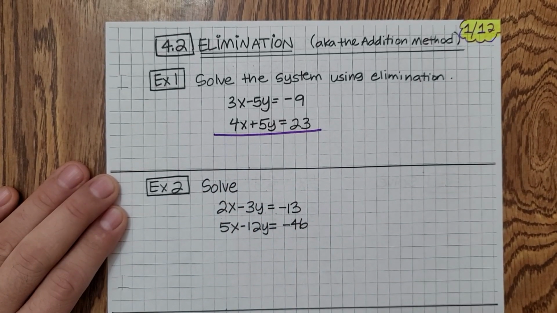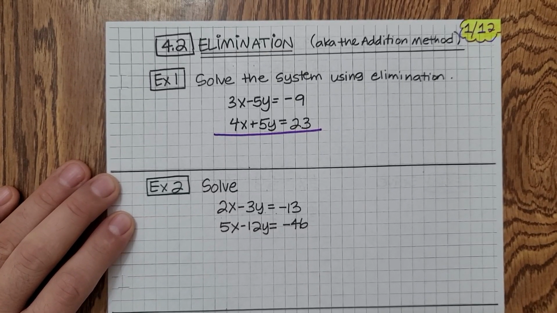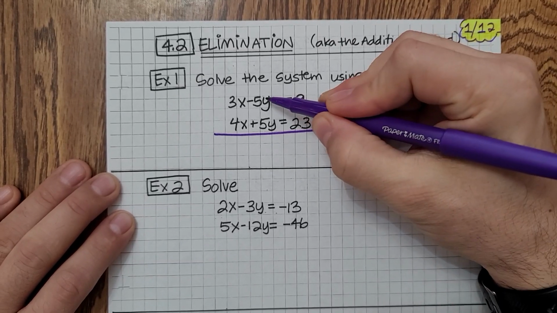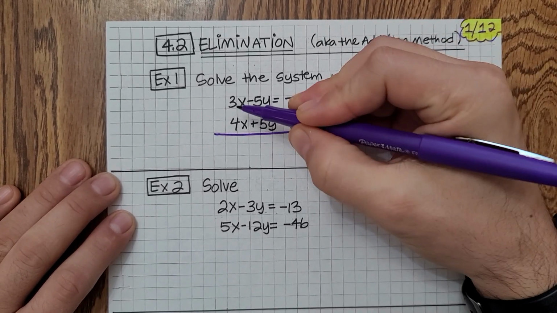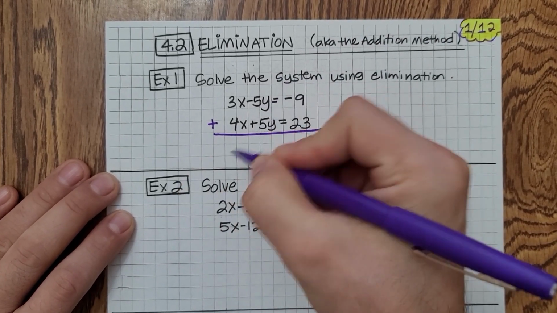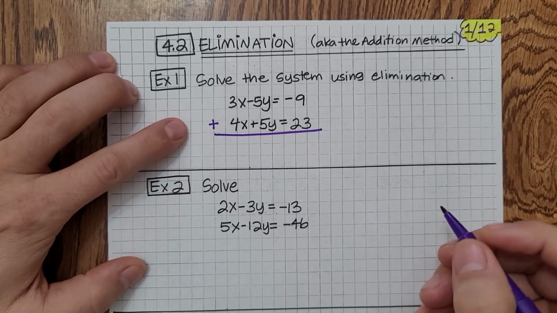There are different methods and different strategies and actually different ways to do these problems. Here is my preferred method. I want literally to have opposite y's or opposite x's, and then I'm going to add these two lines together. It's a pretty cool little strategy and a pretty cool little method.